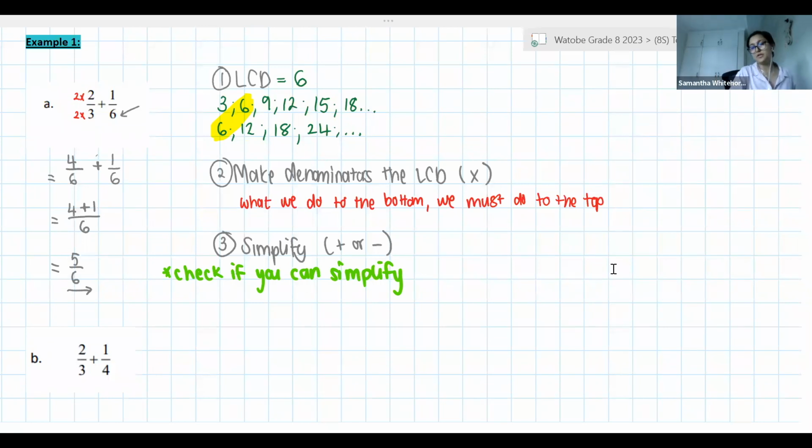Remember, double check if you can simplify. Make sure that you have made your denominators the same. Make sure you've multiplied bottom and top.